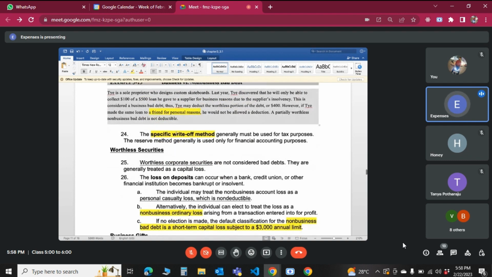There's something called the specific write-off method, generally used for tax purposes. With this, you write off exactly what is not receivable. Then there's the reserve method, when we put in a bad debt reserve or an allowance for doubtful debts, which is the language we always use. That's used only for financial accounting purposes. That could just be an estimate.